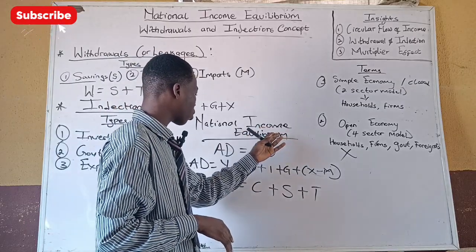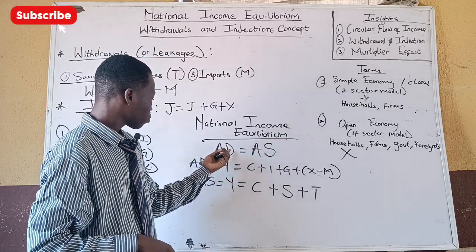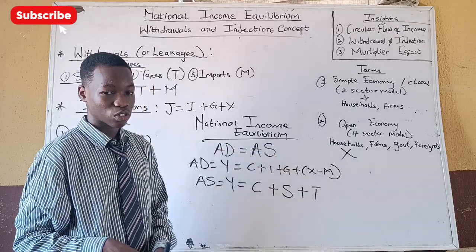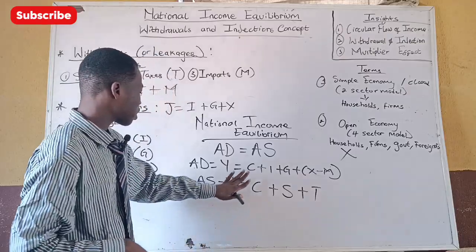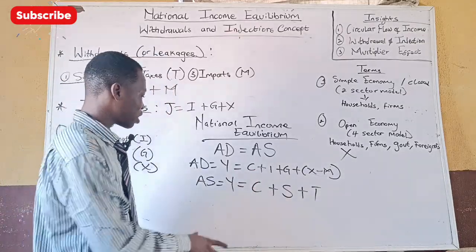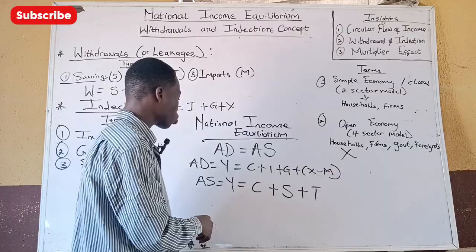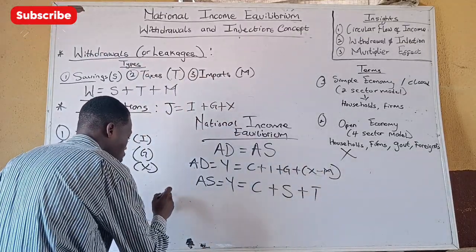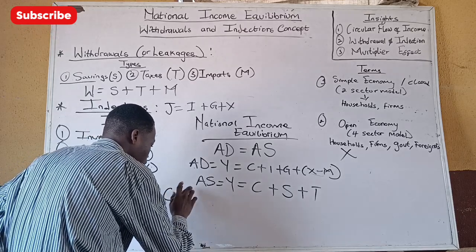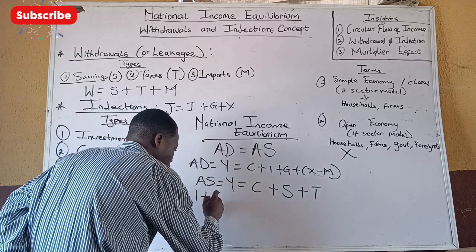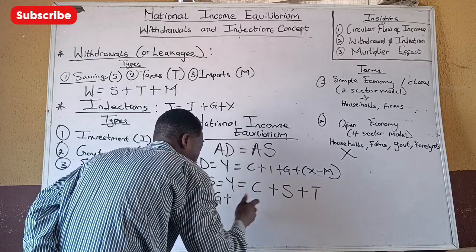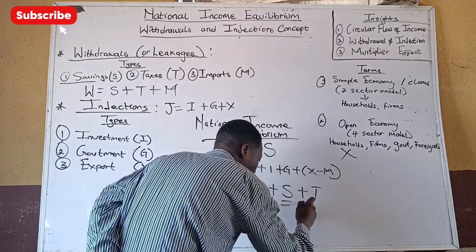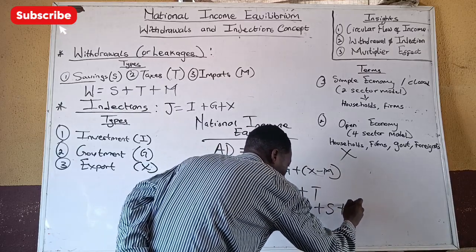So when you're talking about national income equilibrium, it is when your aggregate demand, which is aggregate spending, is equal to aggregate supply, which is the same thing as aggregate output. Now let's equate these two together. Since you have understood, the value of this is also equal to the value of this. So equating these two together, we are going to have C plus I plus G plus X minus M equal to C plus S plus T.